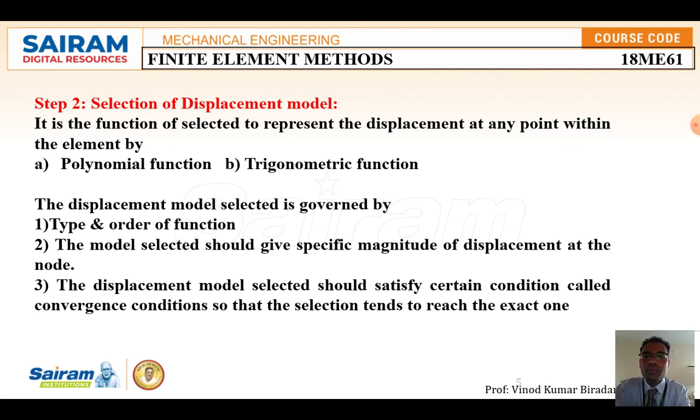So the first step is to divide the given body. The second step is to understand which type of element it is and how many degrees of freedom will be there, using the polynomial function. We are going to use the polynomial function, not the trigonometric function. The trigonometric one is a little complicated as compared to this, hence we are going to use this. This is about the second step.